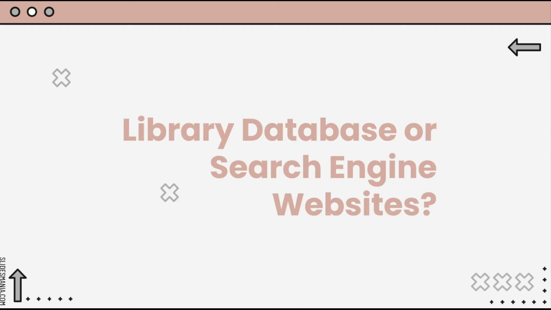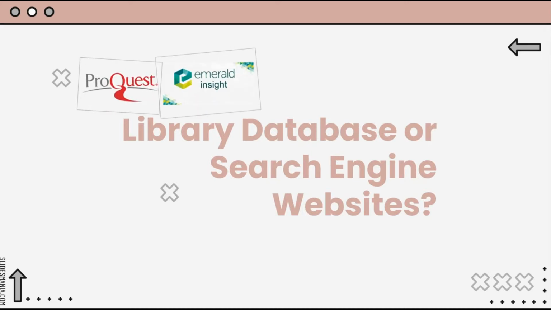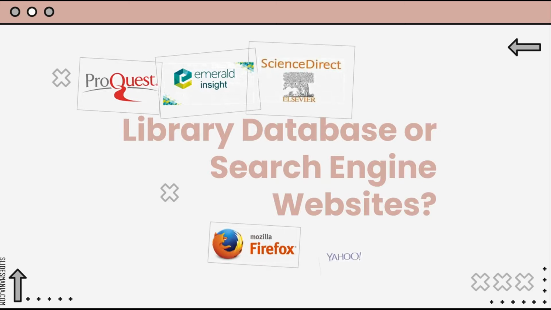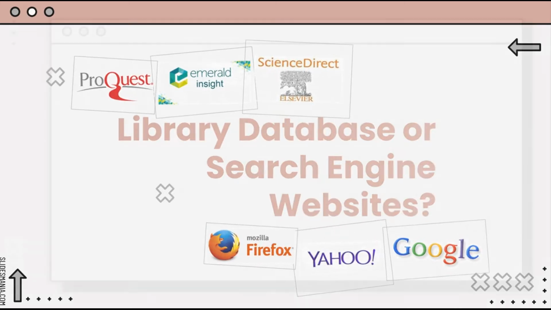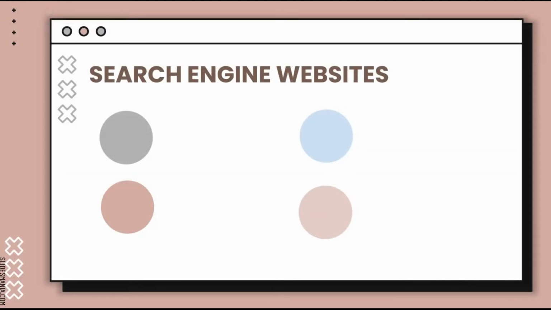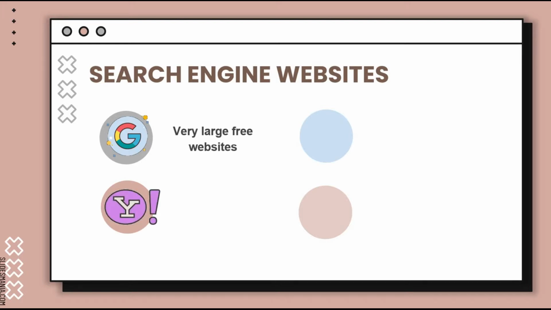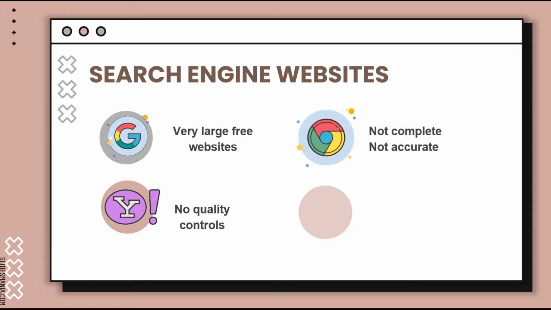Okay, next, library databases or websites? Which one should I choose? What is the difference between a library database and a website? They both are tools that allow you to find the answers that you need for your research. When you're using websites like Google and Yahoo, you are searching a very large database of free websites. The problem is there are no quality controls governing these websites. The information is not always complete or accurate. And because anyone can create a website, the content of the websites may be unreliable.